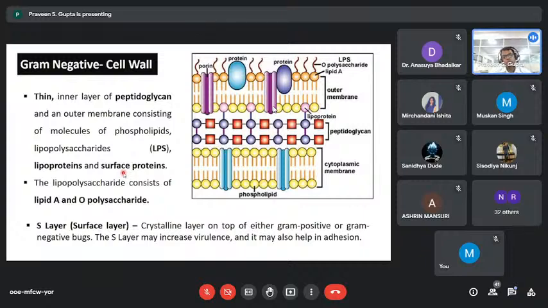Besides that, you should know about the S layer of the bacteria, that is the surface layer. The surface layer is basically a crystalline layer on top of either gram-positive or gram-negative bacterial bugs. Why am I saying bug? Because they are disease-causing bacteria. So in most disease-causing bacteria, you can find the S layer, the surface layer. And this S layer, if it is present, provides virulence. Most of these virulent bacteria have an S layer that helps in adhesion. And if it is adhesive, of course, they may cause disease.